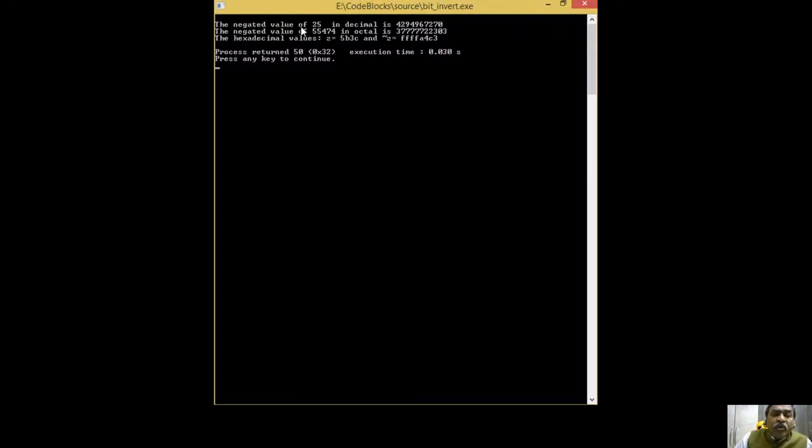the negated value of 25 is 4294967270. We are interested in the last two digits, 70, right? 95 minus 25 is 70. Similarly, the negated value of 55474, this was octal, is 3 followed by all sevens and 2303 lastly, right? Next, for the hexadecimal value 5B3C that we had given, the negated value is A4C3.